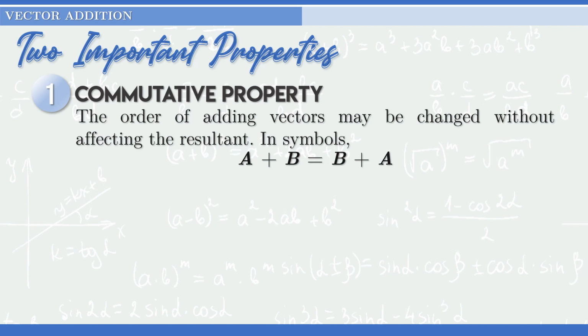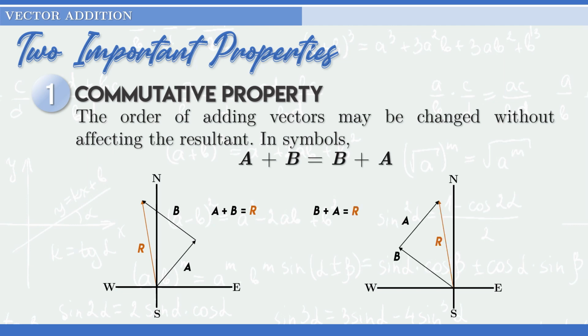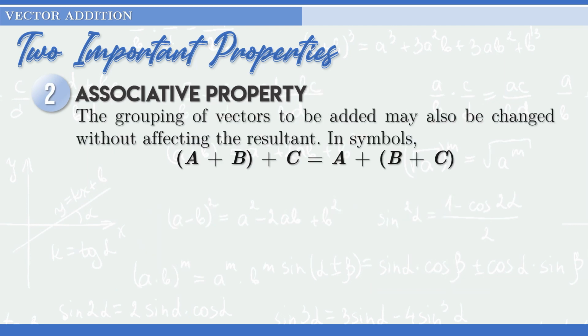To illustrate the commutativity of vectors, we have vector A plus vector B is equal to resultant, while vector B plus vector A is equal to resultant. Note that the magnitude and direction of the resultant are just the same. Therefore, vector addition is commutative.